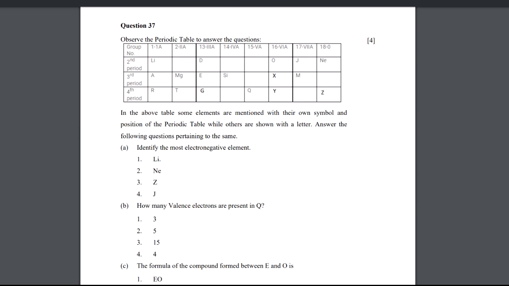Identify the most electronegative element. If we want to identify the most electronegative element, we have to know the trend. This one is the trend. Through this, electronegativity decreases. So the most electronegative element should be neon, but this one is group 18, zero. So the most electronegative element will be J. J will be the answer.